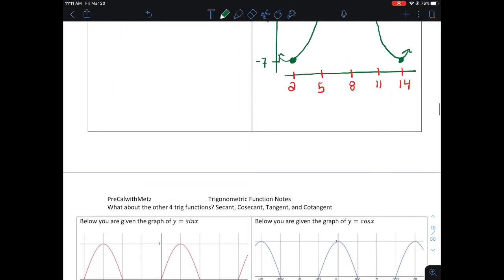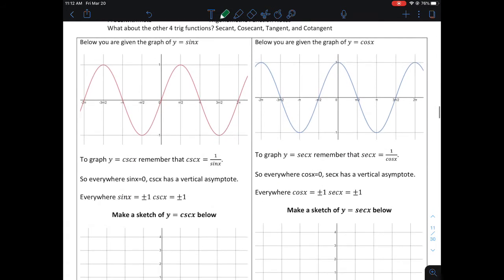Now, let's change gears and let's talk about our other trig functions. So we want to talk about the graph of secant, cosecant, and tangent and cotangent. So to start with, I've given us the graph of sine and cosine. All right, I'm going to work here on the left. So I want to create a graph of y equals cosecant.